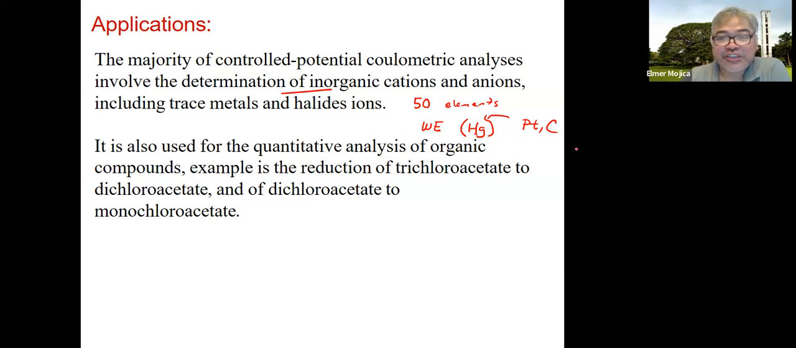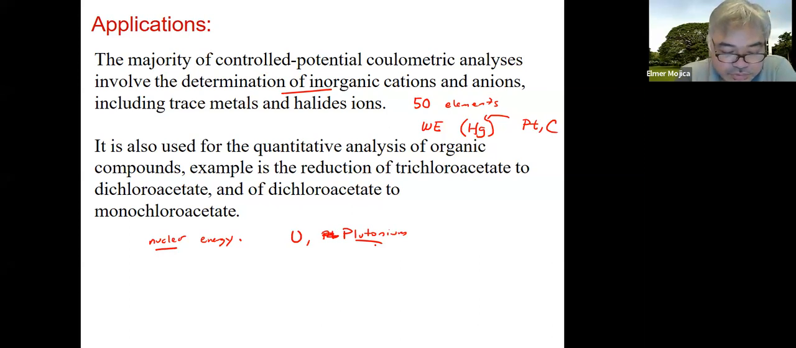Now, one use of this potentiostatic coulometry, we could say, is in what we call the nuclear energy field. So what does it do? It tries to determine uranium and plutonium. So this is widely used in the nuclear energy field in spent nuclear fuel to determine uranium and plutonium. So it has a precision of what? 0.06% RSD, which is really good.